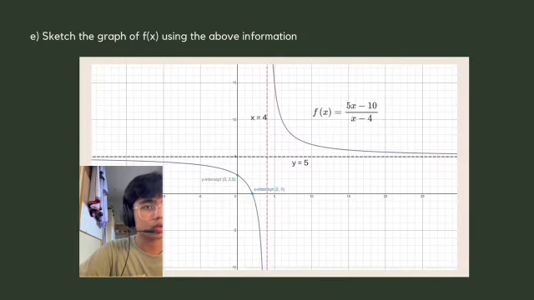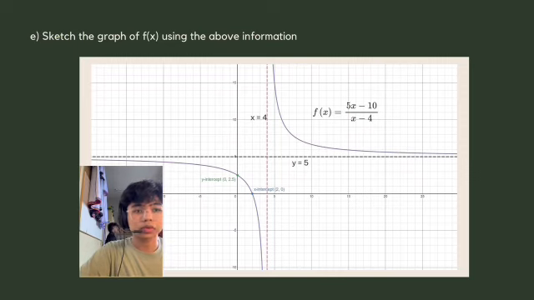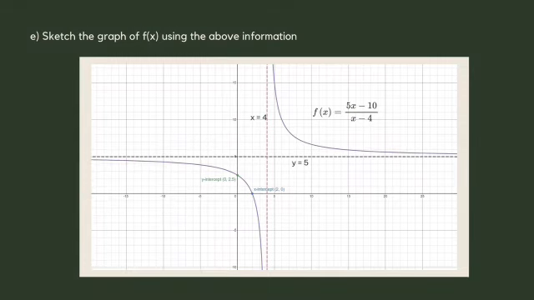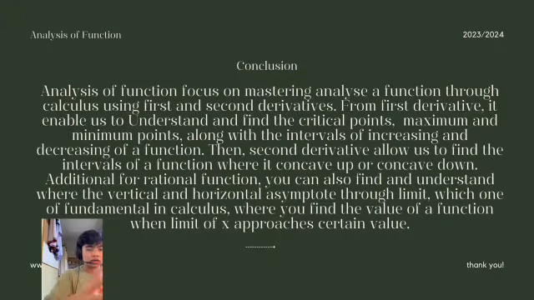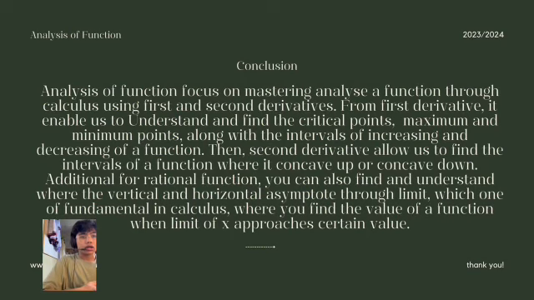Alright, so this is how we sketch the graph of the function. First, we have the function, and then we have the asymptotes, which are x equal to 4 and y equal to 5. Next, we plot the point of the y-intercept and the point of the x-intercept.